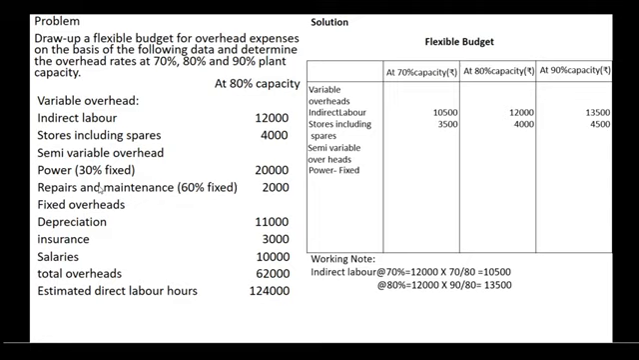So the 6,000 for 80% capacity, the 70% capacity and also the 90% capacity.